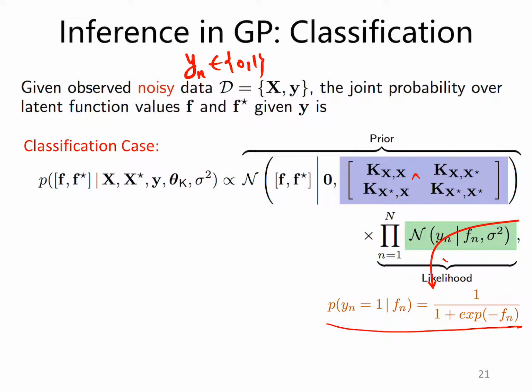At the end of the day, we are interested in computing this posterior, this joint distribution of the training and the test data, which is proportional to your prior and the likelihood. But the problem here is that because your likelihood is not Gaussian anymore, you cannot absorb it back into your covariance function and use your Schur complement.